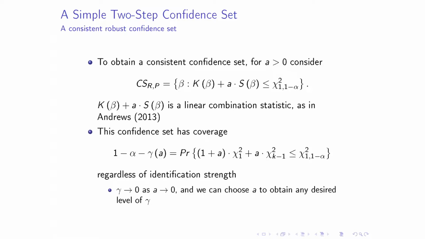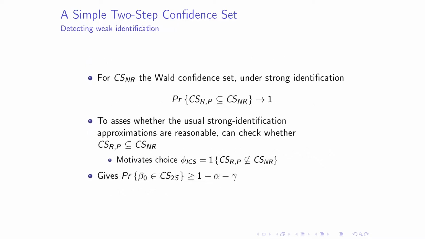A key point to note here is that gamma goes to 0 as A goes to 0. So I can choose this constant A to attain any desired level of maximal distortion gamma. As long as A is greater than 0, for CSNR, the non-robust Wald confidence set, under strong identification, this preliminary confidence set will be contained in the Wald confidence set with probability tending to 1. Thus, to assess whether the usual strong identification approximations are reasonable, as I suggested before, we can just check whether this containment in fact happens. And doing this gives coverage for the two-step confidence set at least 1 minus alpha minus gamma. So now that I've made this suggestion, we can think about how it performs in simulation.